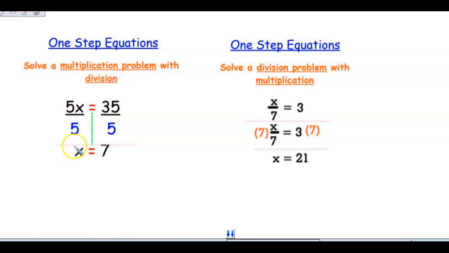And we know that in front of every variable is an invisible 1. So all we have to do is write down the variable. 35 divided by 5 is 7. So we know that x is equal to 7.